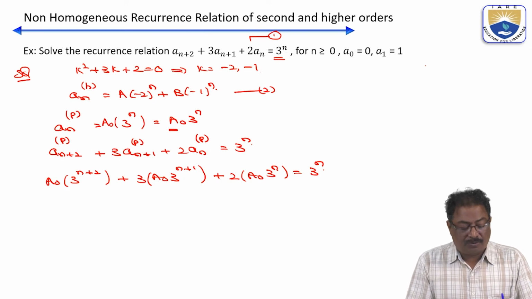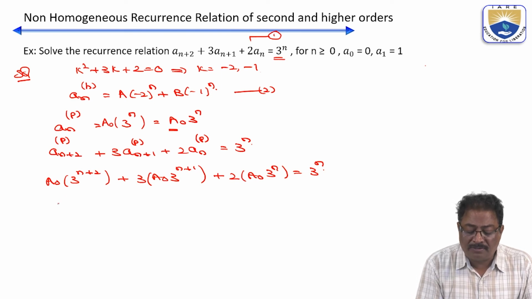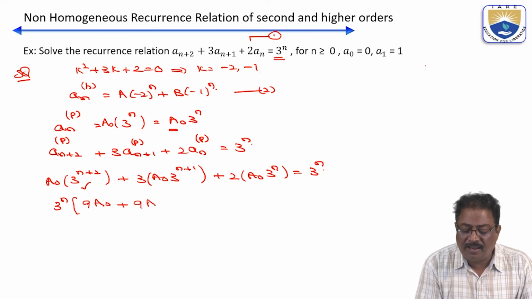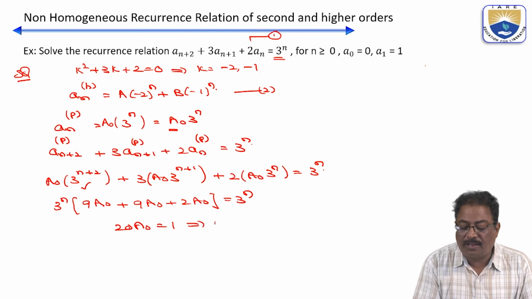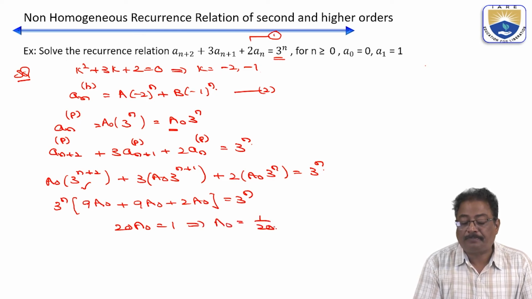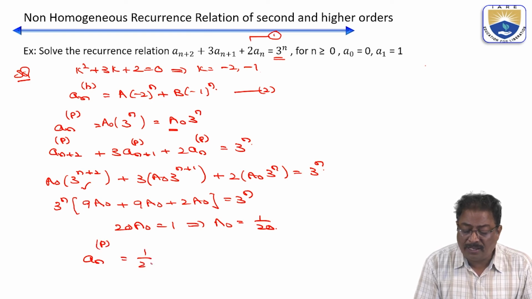Now here I am taking 3 power n as common. Then 9a naught from this, and from this once again 9a naught, getting 3 power 1 into 3, and the next 2a naught equals 3 power n. Then 3 power n cancels, and 20a naught equals 1. So a naught equals 1 by 20. Now the assumed particular integral is a naught, 1 by 20, into 3 power n.